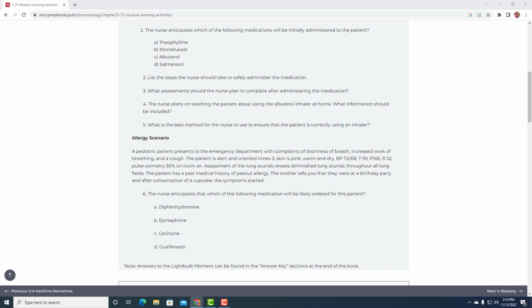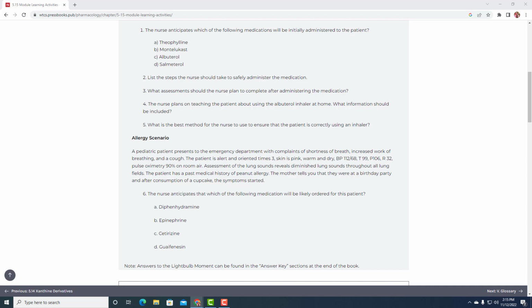So number 6, the nurse anticipates which of the following medications will likely be ordered for this patient. So you can take a chance on this one. A, diphenhydramine, B, epinephrine, C, cetirizine, and D, guaifenesin. And this is where the memorization part comes in. If you've memorized what these are for, and again, the Memorizing Pharmacology book that I kind of tout because I feel like it's so important to have that formulary of knowledge of the medications.